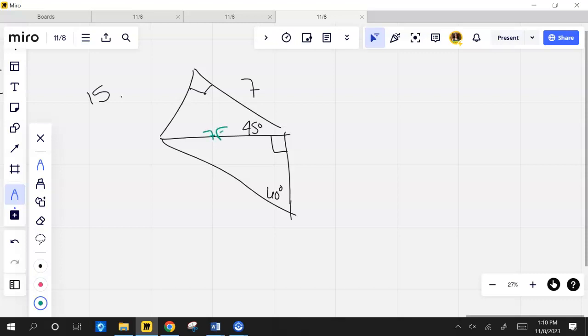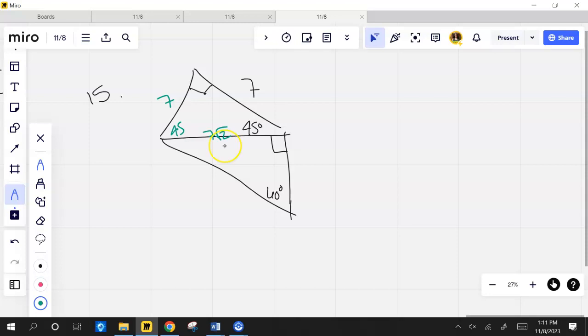Seven square root of 2 on hypotenuse. That's exactly right. 15. What do you mean it's not right? Says who? If it's a 45, 45, 90 triangle. What do you mean it won't?